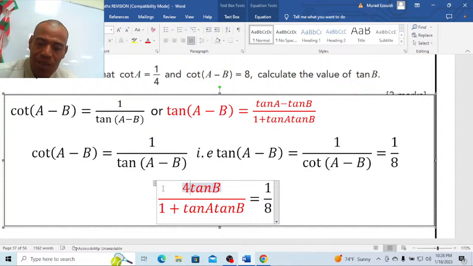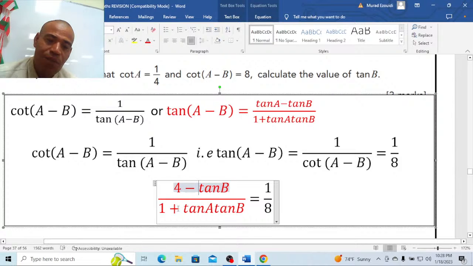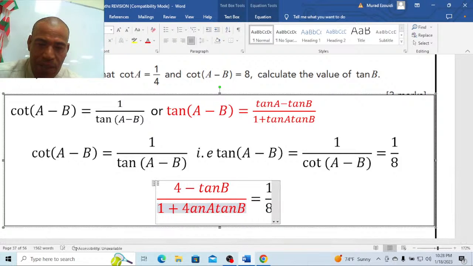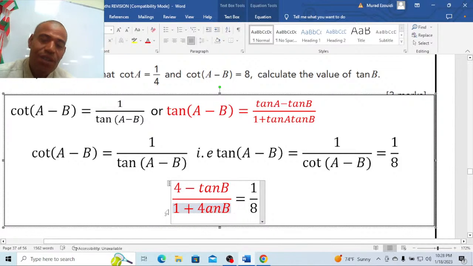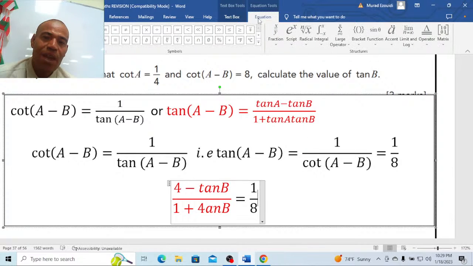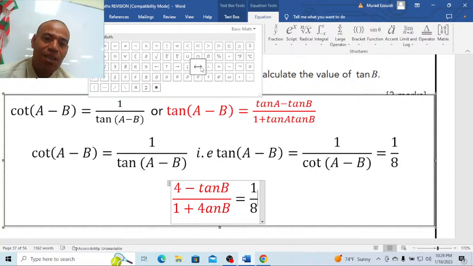minus tangent of B. Tangent of B is not given. 1 plus 4 times tangent of B. Therefore, learners, we have two fractions which are equal. I will use cross multiplying. I will make 8 multiplied by 4 minus tangent B equal 1 multiplied by 1 plus 4 tangent B.